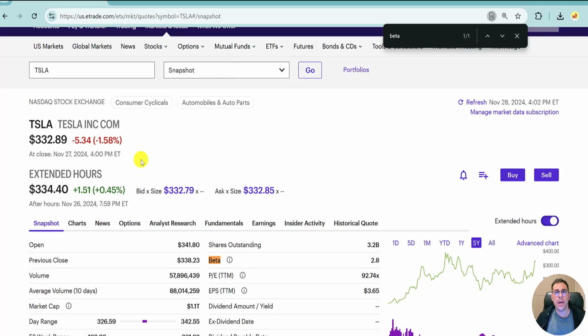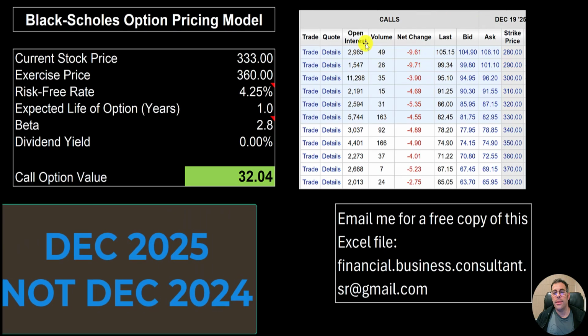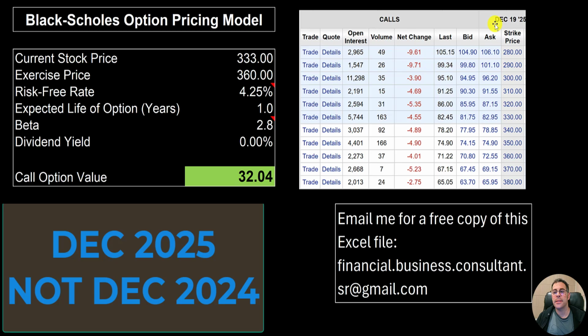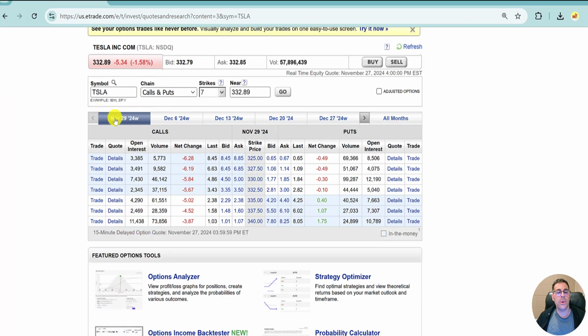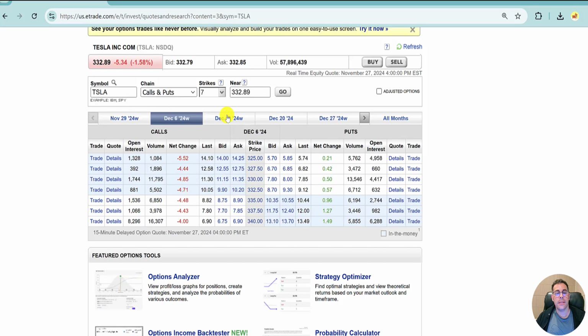I'm using E-Trade, but you can use any website that has options. So you can see the current stock price, pretty much $333. And this is a screenshot of Tesla's December options. So in E-Trade, you could just type in the ticker, you'll get this screen, then hit options. It defaulted to 11/29 options. You can pick December 6th, December 13th.